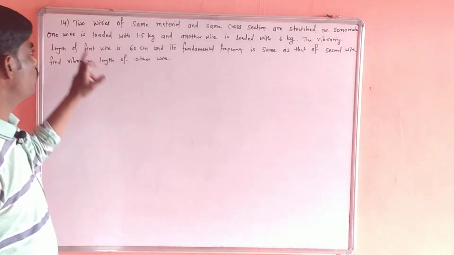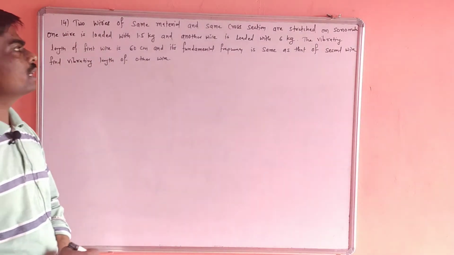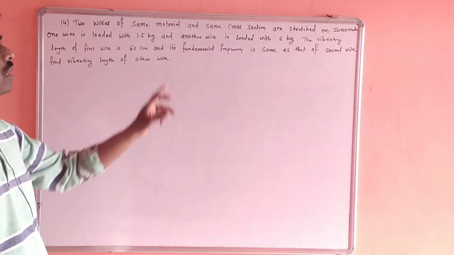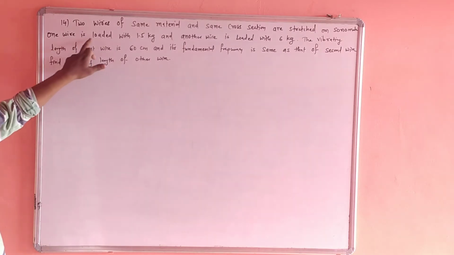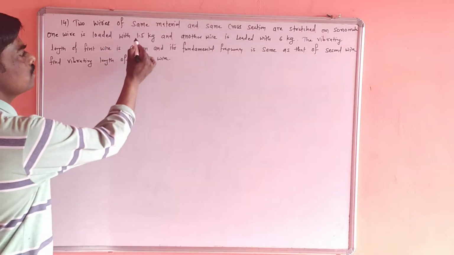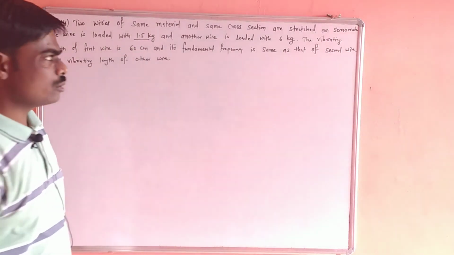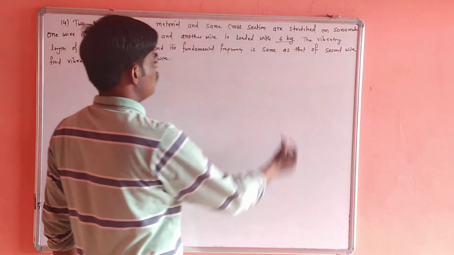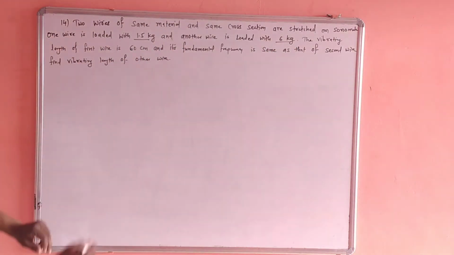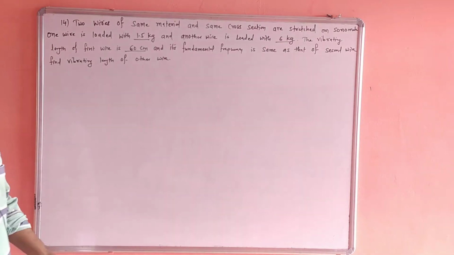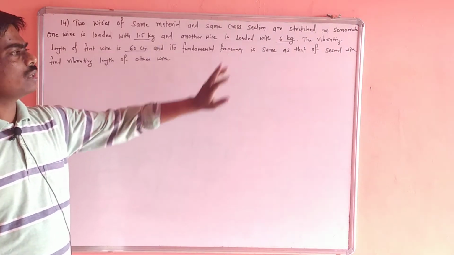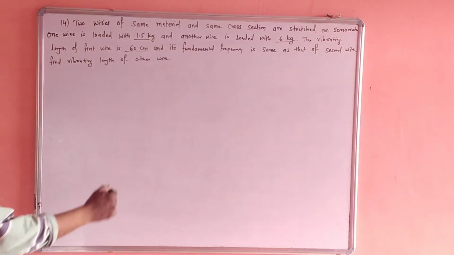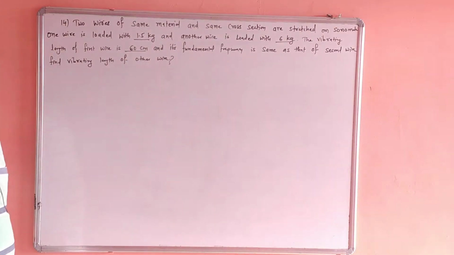Now see problem number 14. Two wires of same material and same cross sections are stretched on sonometer. One wire is loaded with 1.5 kg and another wire is loaded with 6 kg. The vibrating length of first wire is 60 centimeter and its fundamental frequency is same as that of second wire. Find the vibrating length of other wire.